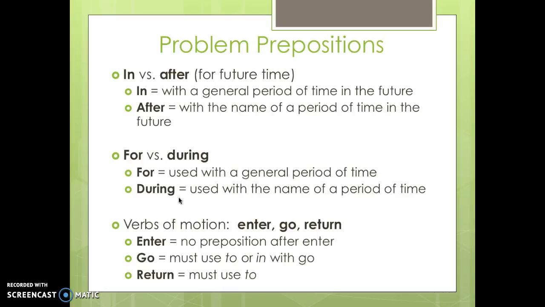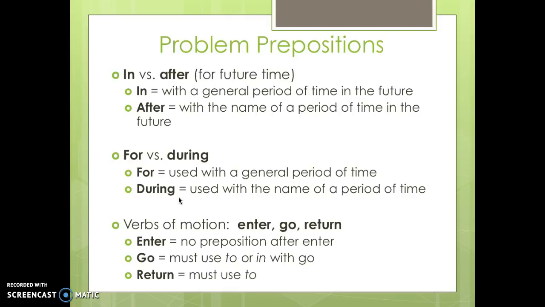In versus after, for future time. When talking about the future, we use in with a general period of time, such as when will something happen? And then when talking about the future, we use after with the name of a period of time. We would want to answer when specifically will something happen. One example could be the new cars will be available after 2 weeks. Well, that's incorrect. It needs to be the new cars will be available in 2 weeks.